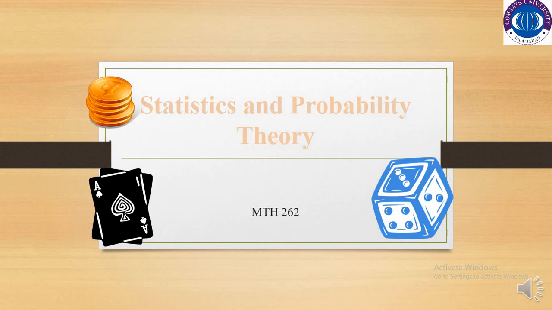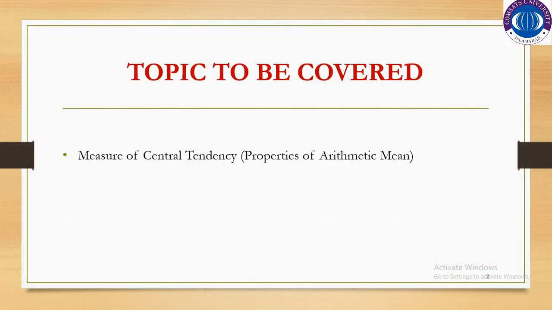Bismillahirrahmanirrahim. So this is the second part of the fifth lecture of statistics and probability theory. We were discussing the properties of arithmetic mean, and the first property, which was that the sum of deviations from its mean is always equal to 0, was discussed in part 1.